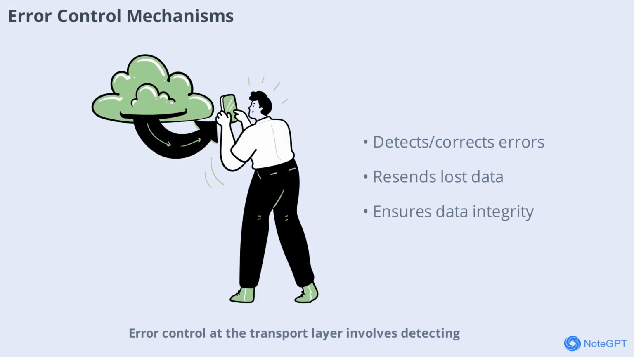Error control at the transport layer involves detecting and correcting errors that may occur during data transmission. This includes discarding corrupted packets, tracking lost or duplicated packets, resending missing data, and buffering out-of-order packets until all data is correctly received. Error control ensures data integrity and reliability, making sure that the information sent is exactly what is received, even in the presence of network issues.